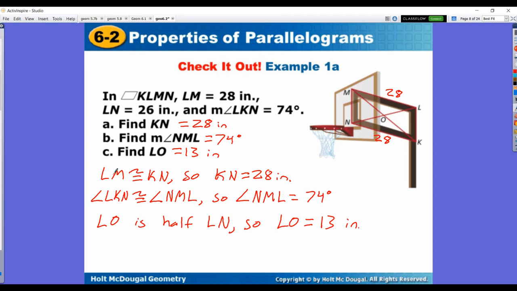All right, LM and KN are going to be exactly the same. So they're both going to be 28 inches. These two angles are also congruent. So angle NML will be 74. And because LN is being bisected, LO is going to be half of LN. So LO is going to come out to 13 inches.